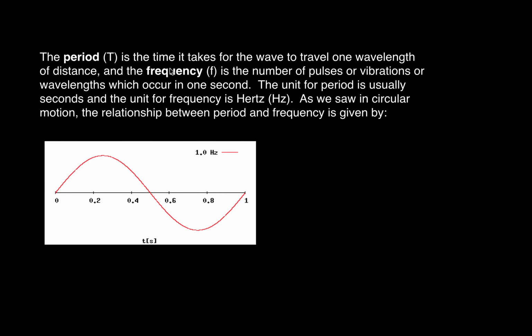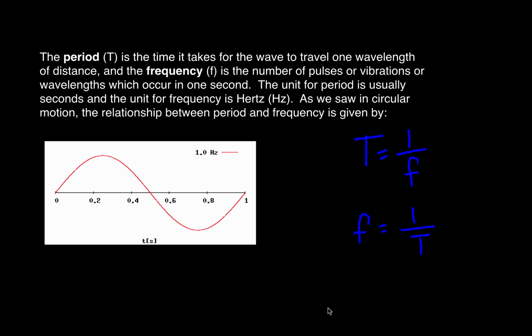The period is the time it takes for the wave to travel one wavelength, and the frequency is the number of pulses or vibrations that occur in 1 second. The unit for period is usually seconds, and the unit for frequency is hertz. As we saw in circular motion, the relationship between period and frequency is given by period equals 1 over frequency, and frequency is equal to 1 over period.